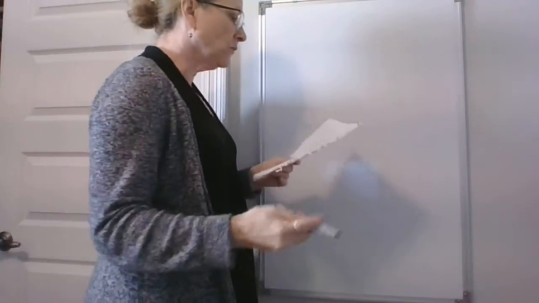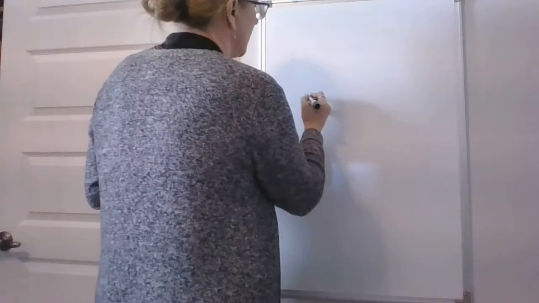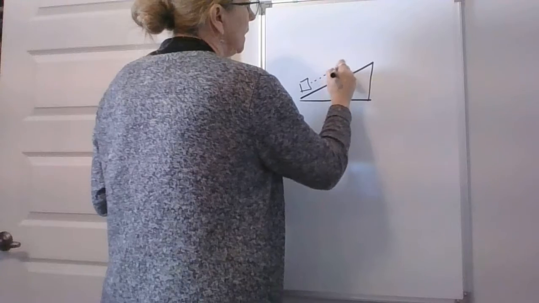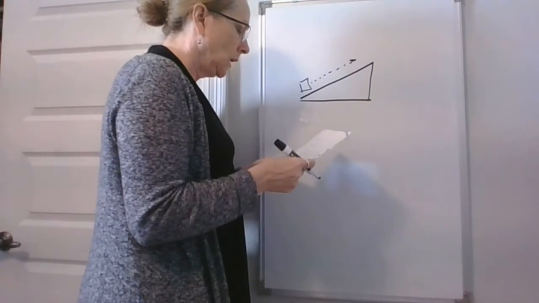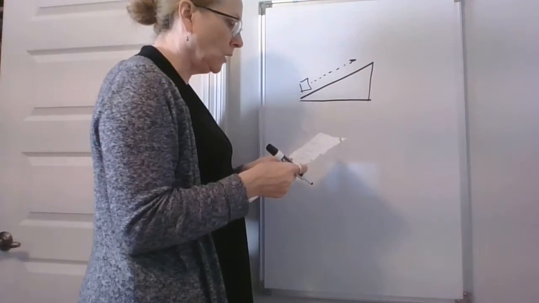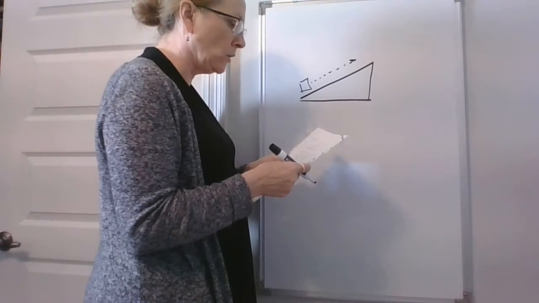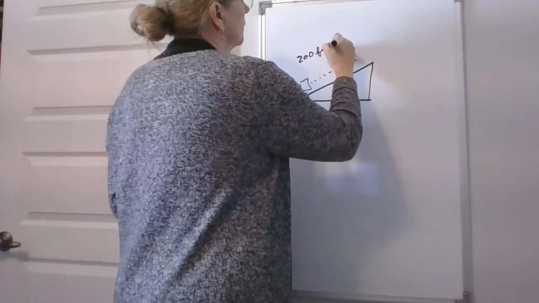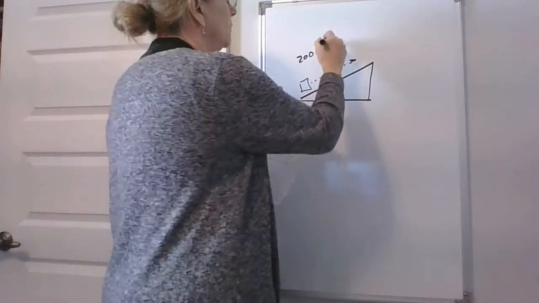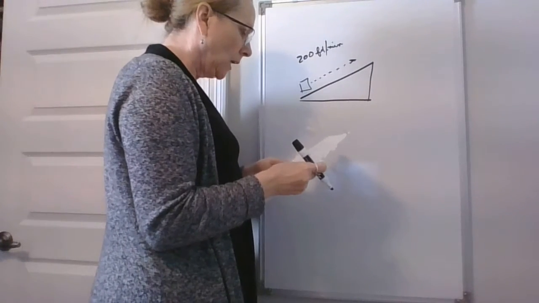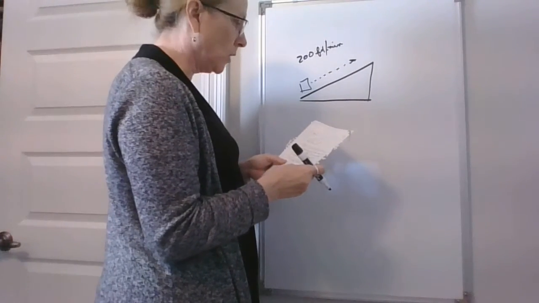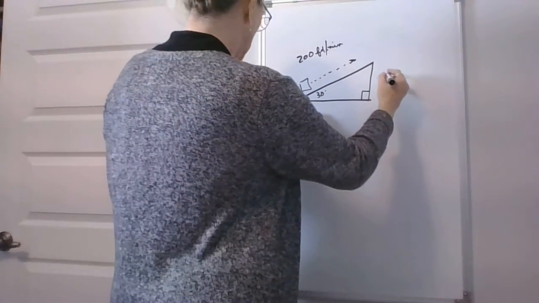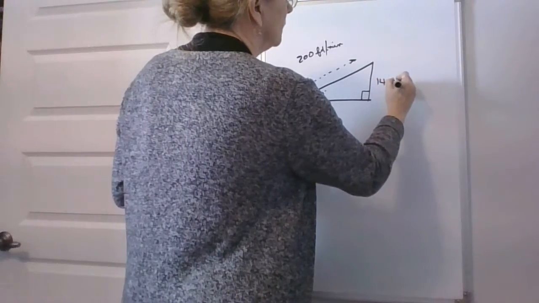All right, the problem says a farmer's conveyor belt carries a bale of hay. So there's a bale of hay and it's moving up this conveyor belt from the barn to the barn loft. The conveyor belt moves at 200 feet per minute. And you have to complete all of these different parts. Now, it does say that this is a 30-degree incline in the picture and that this is 14 feet high.